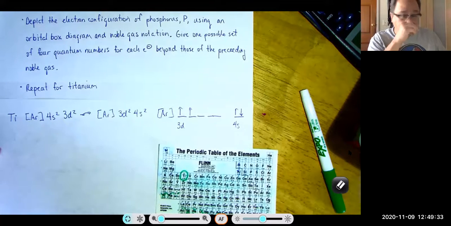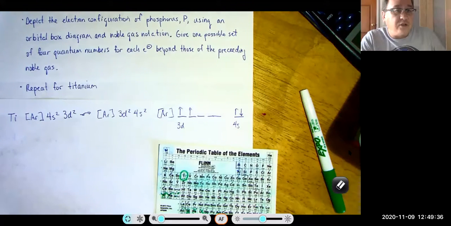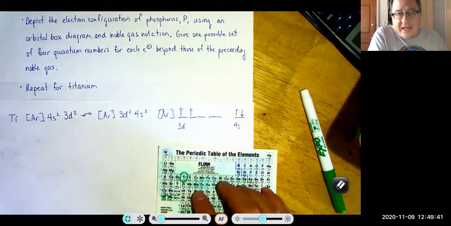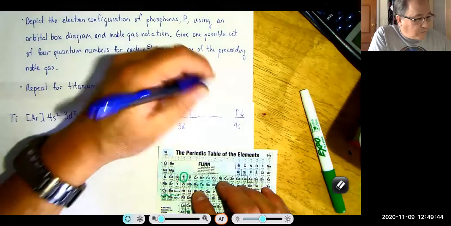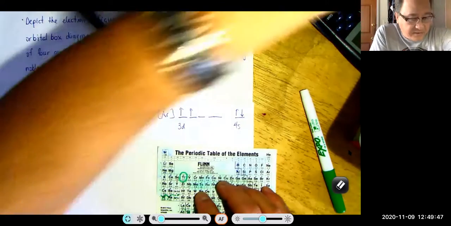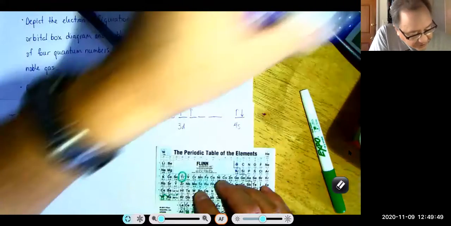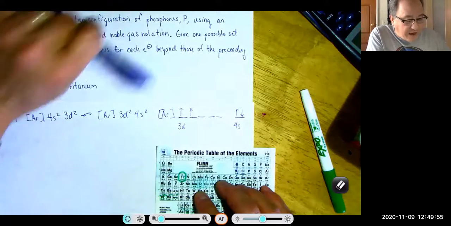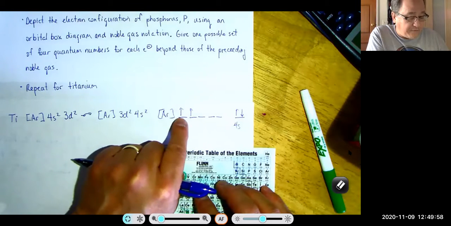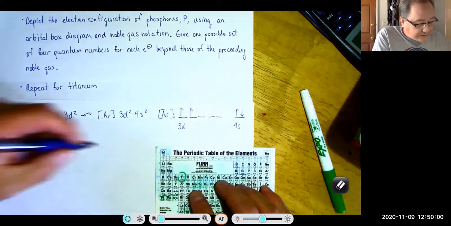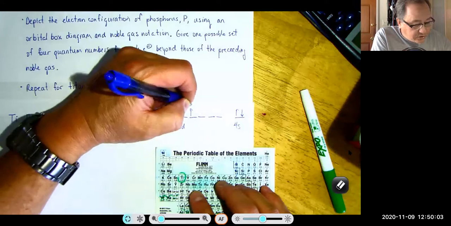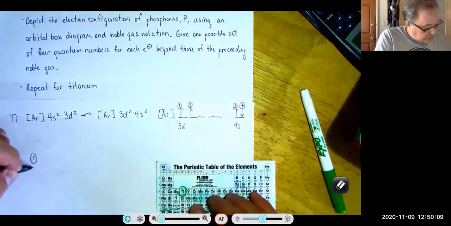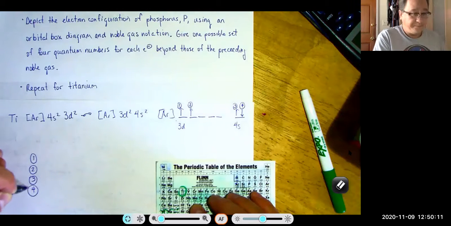Okay, so there's the electron configuration using the noble gas and orbital box notation. Notice I'm not using boxes, I'm using lines. So here's one little thing I should correct on this to make it look better. I'm going to use a little bit of white out here. So I should have 5 orbitals: 1, 2, 3, 4, 5. Okay, so for these electrons, I'll call them 1, 2, 3, and 4.